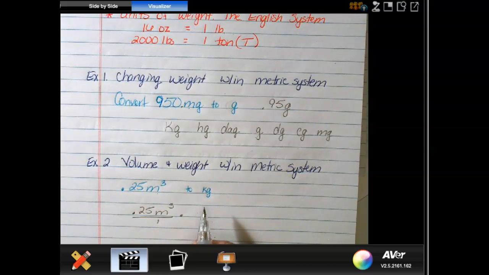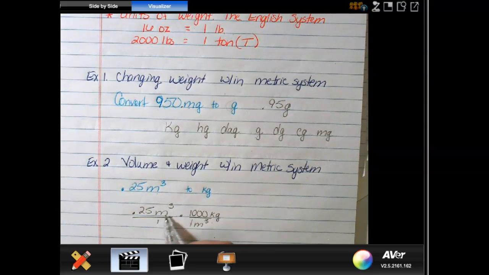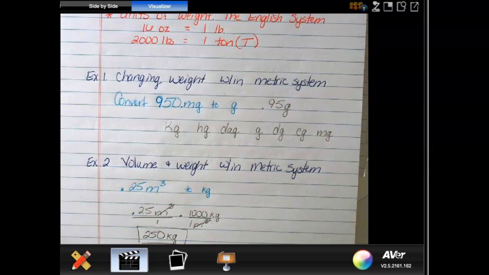Now, if you look at your conversion, you know that 1 cubic meter is equal to 1,000 kilograms. So my meters cubed crosses out over here. So if I multiply 0.25 times 1,000, we're going to get 250 kilograms. Hopefully that makes sense to you. All right, so let's jump back over one more time.